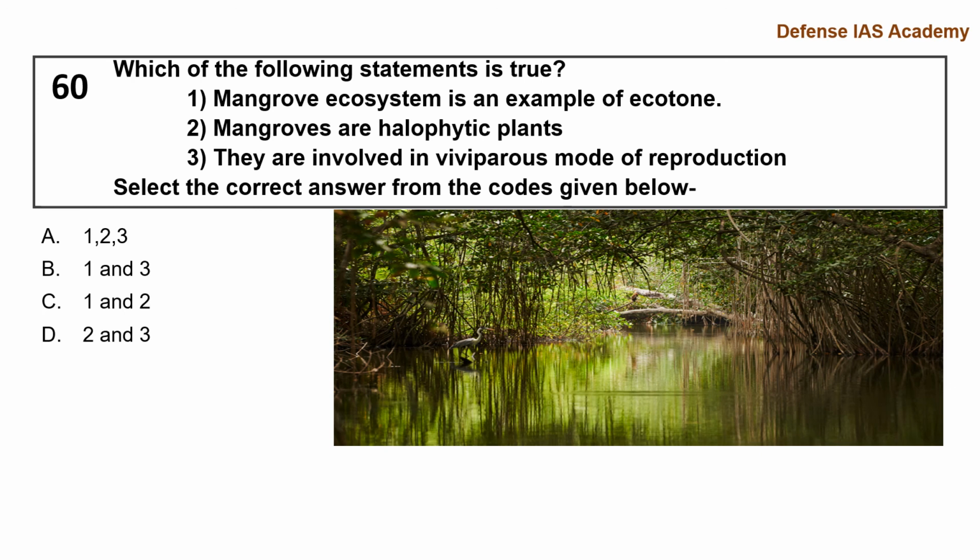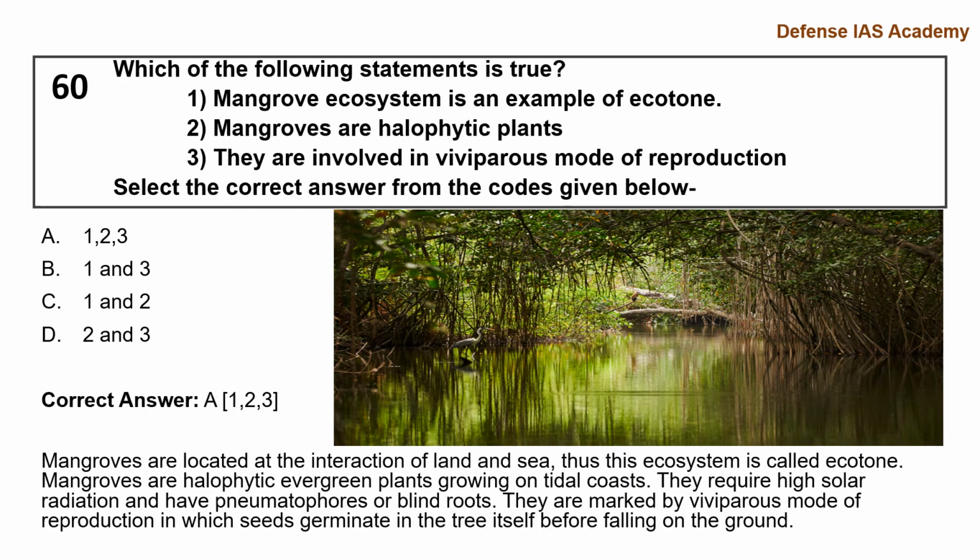Question number 60. Which of the following statement is true? 1. Mangrove ecosystem is an example of ecotone. 2. Mangrove are halophytic plants. 3. They are involved in viviparous mode of reproduction. Select the correct answer from the codes given below. The correct answer is option A, 1, 2 and 3.